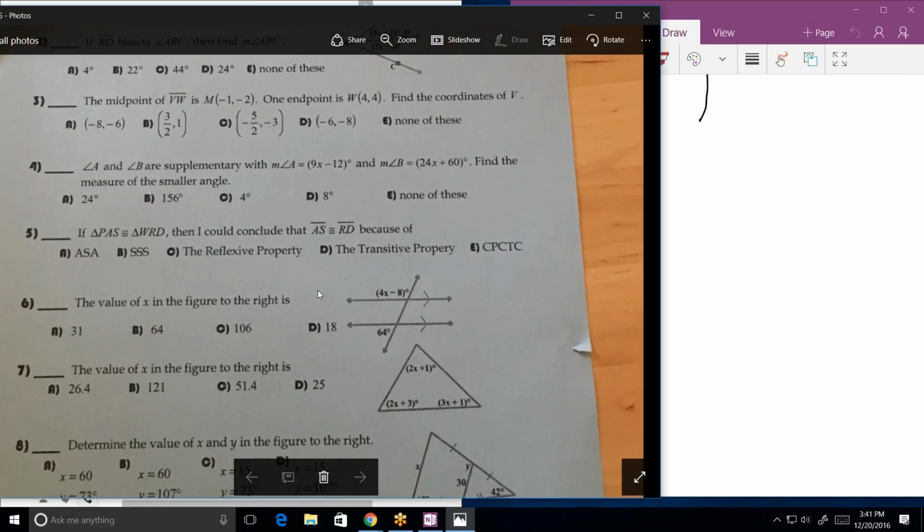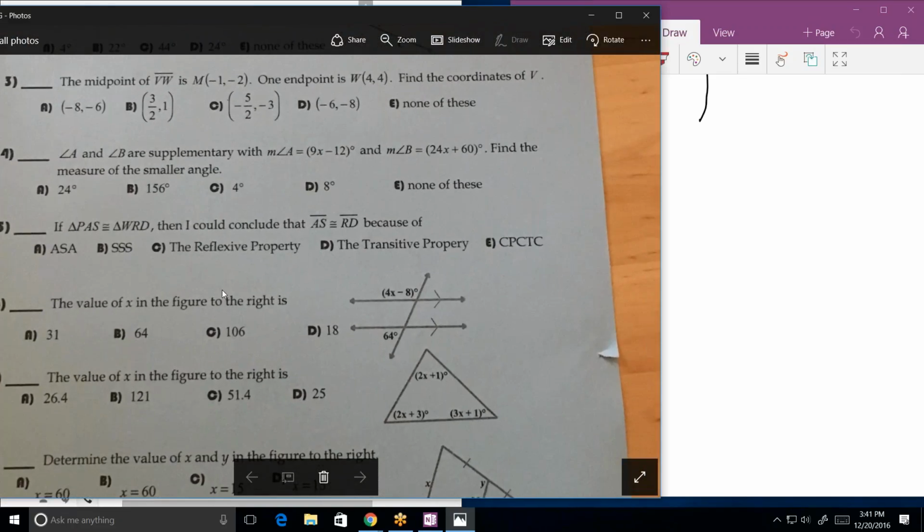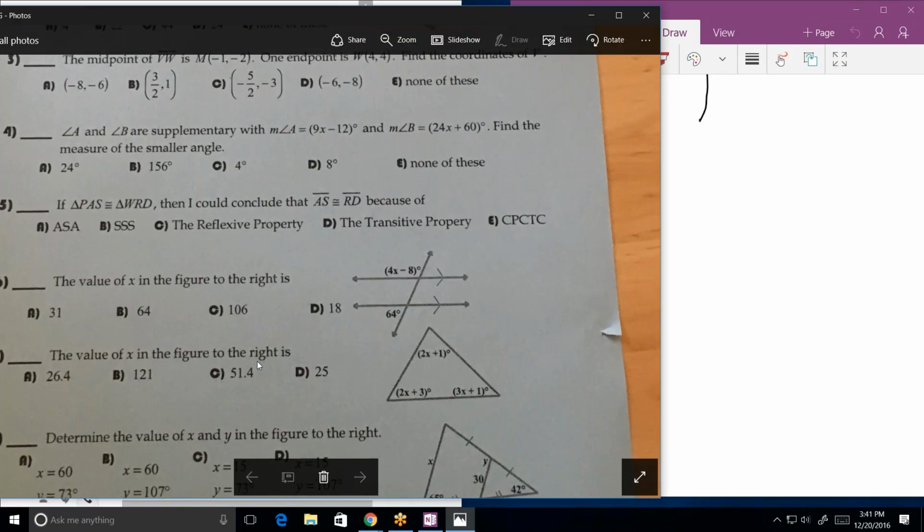Number 4. What's my equation? It would be 9x minus 12 plus 24x plus 60 equals 180. Good. And then that will allow you again to solve for x.